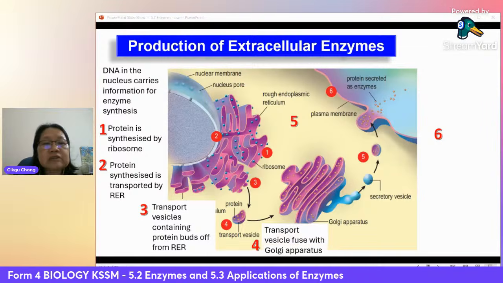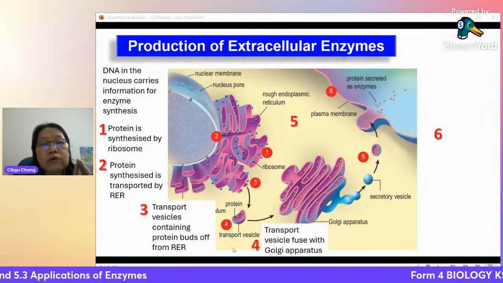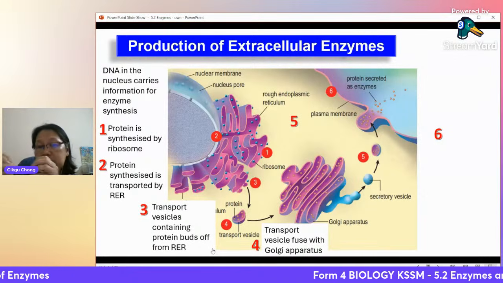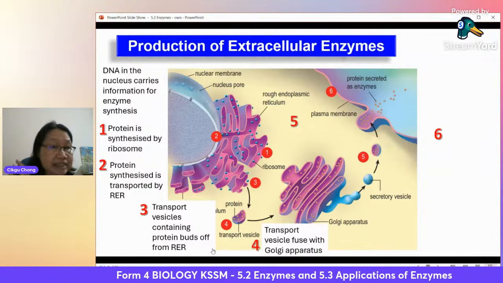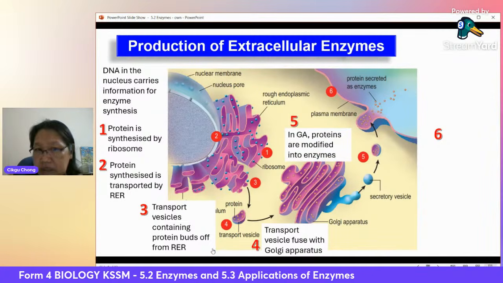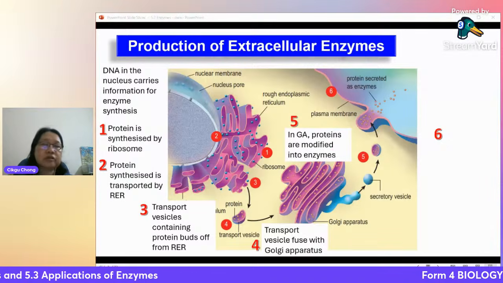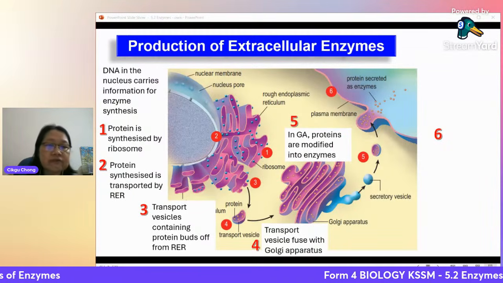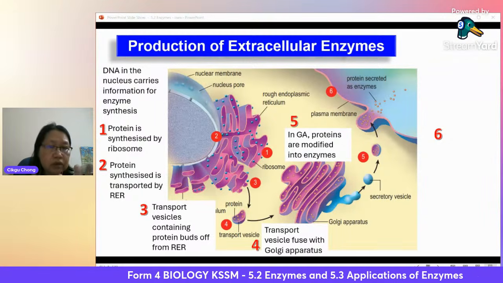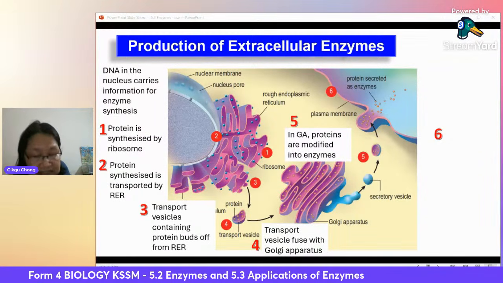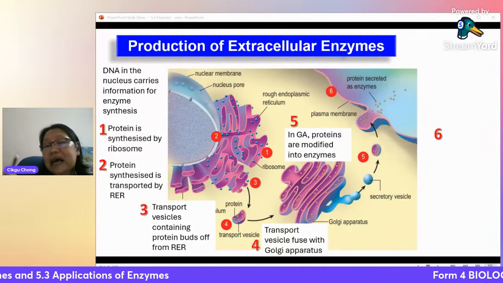All right. So this process, the transport vesicle now containing the protein will fuse with the Golgi apparatus. And then what happens inside there? In the Golgi apparatus, the proteins are modified. Again, look at this word, modified. You can use the word repackage, modified, or process. These three words you can use. So now it's made into enzyme already. And once this is the finished product, how is it going to get released out of the cell?